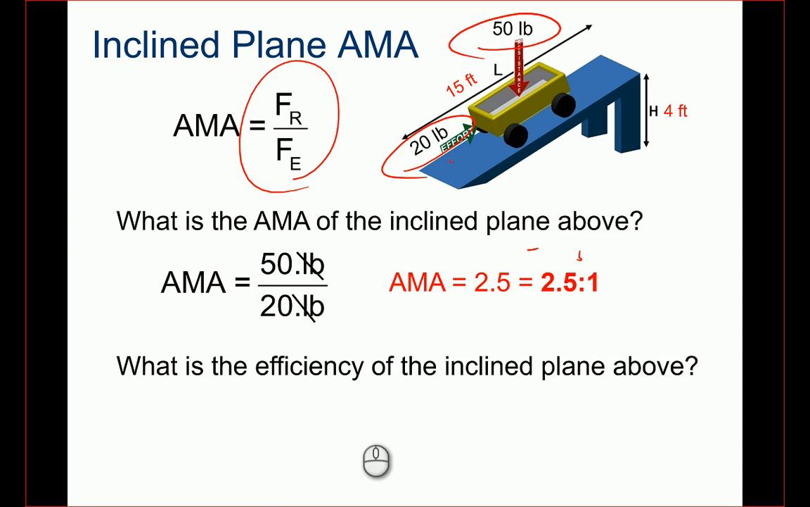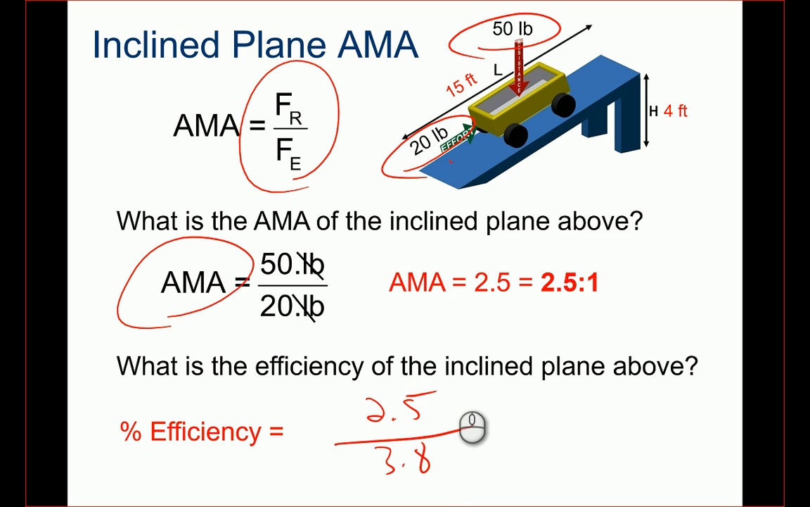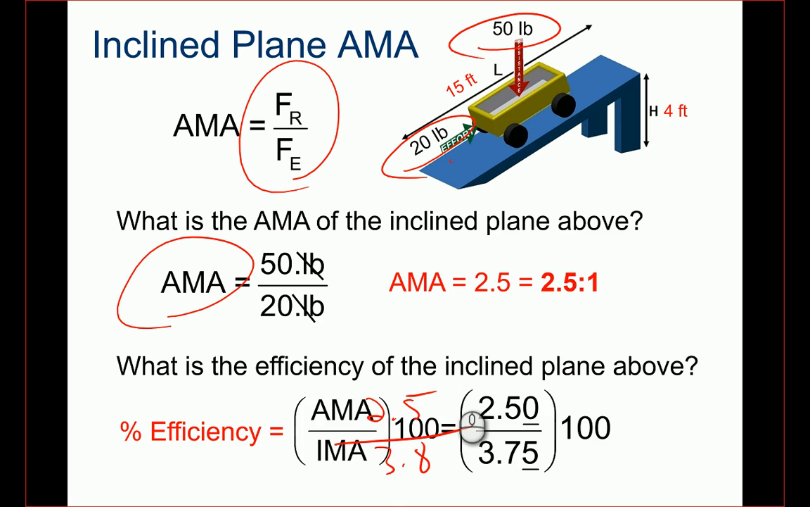What is the efficiency of this plane? Well, I take my smallest, which is always my AMA. That always goes on top. 2.5 divided by what I got last time, which was 3.8 after rounding. So 2.5 divided by 3.8 is 67%. This is a 67% efficiency.